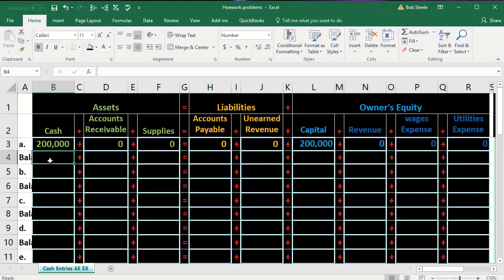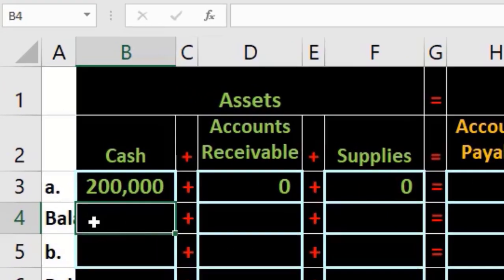Now I'm just going to bring the balance down. So I'm going to put the balance down here. This is the only transaction we have, so we're not adding anything up, but I want to keep the balance row just to keep in conformity as the rest of the problem goes.